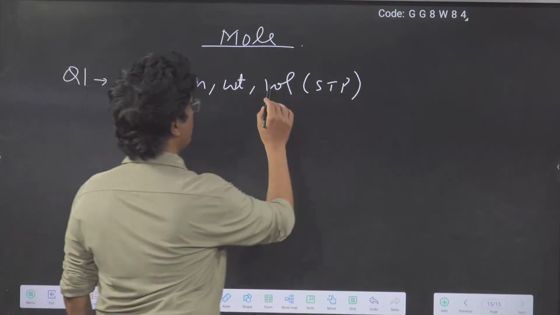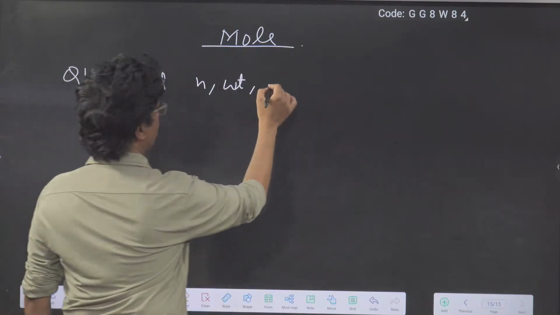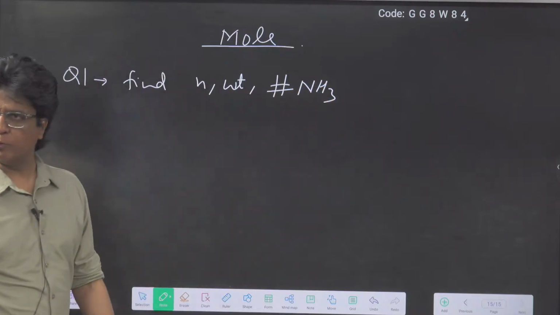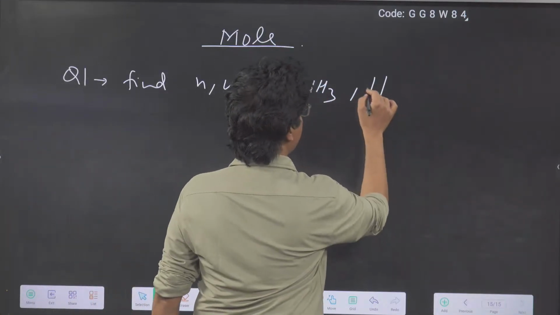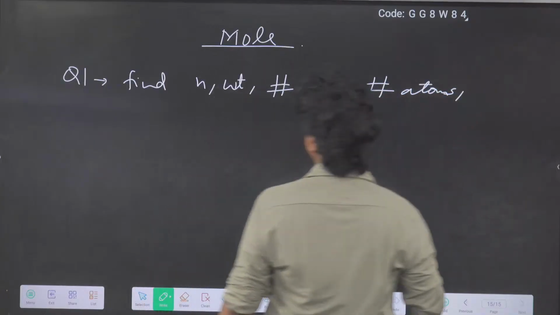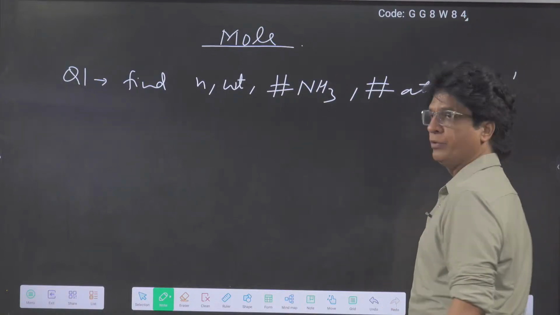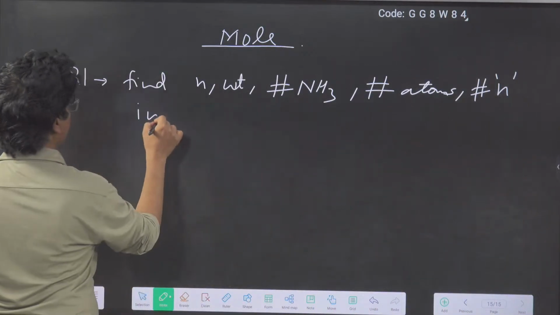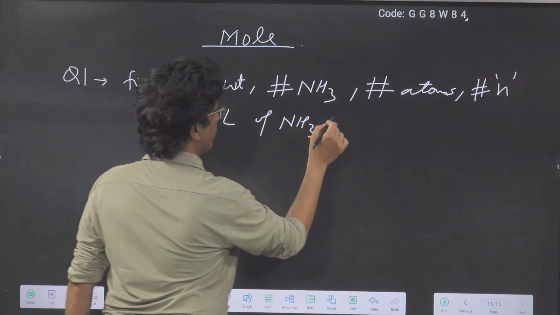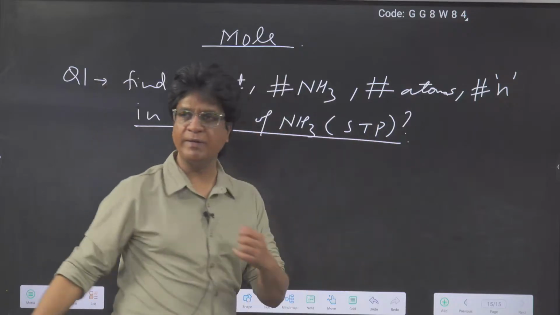Not volume, so I'll give you: number of moles, weight, and number of molecules. Hash means molecules: number of molecules of ammonia. Hash means number of atoms in ammonia, and number of neutrons, right? In 5.6 liter of ammonia at STP. Come on, solve it and be very quick.